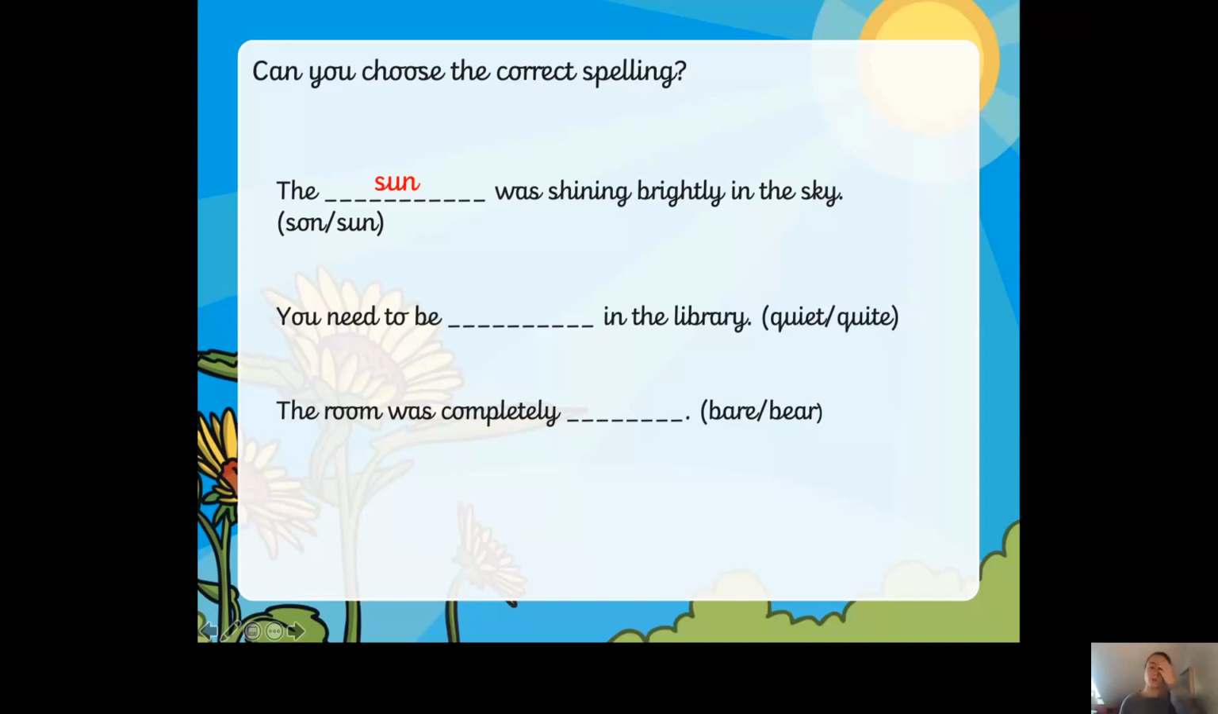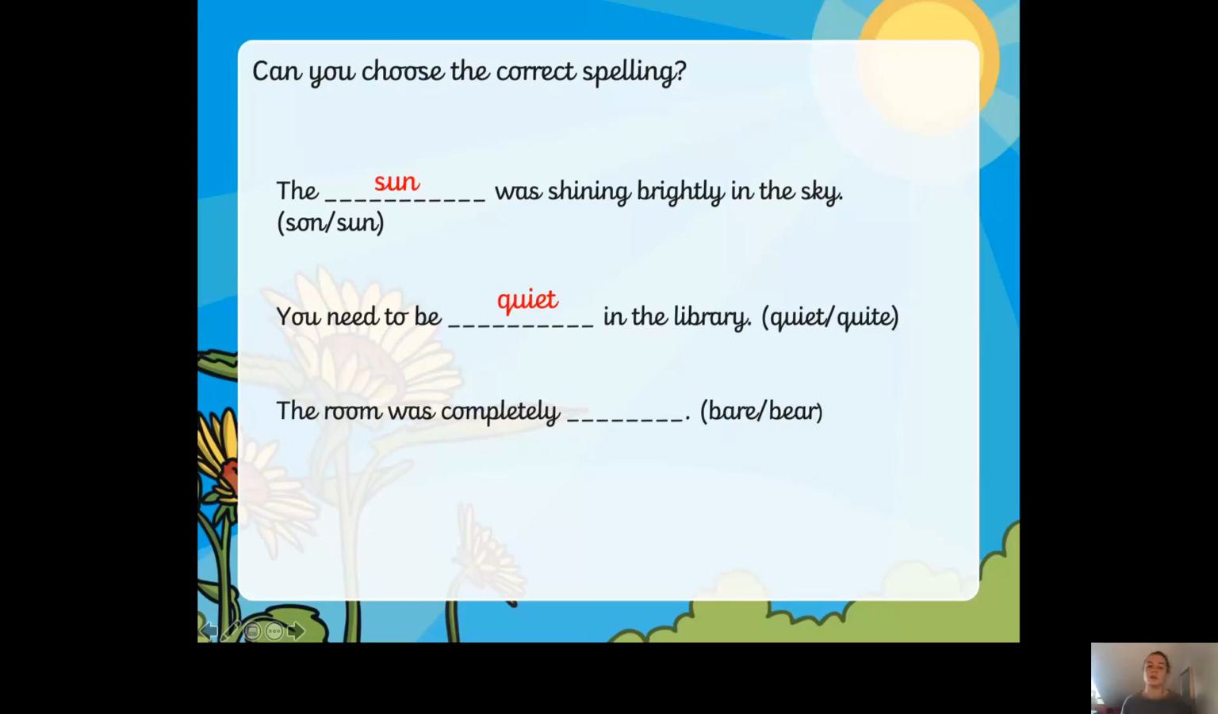You need to be quite in the library or you need to be quiet in the library. Well, we know that we shouldn't really make any noise in the library, should we? So therefore, we need quiet here. You need to be quiet in the library, so therefore we need this spelling, Q-U-I-E-T. Okay, so well done if you got that one.